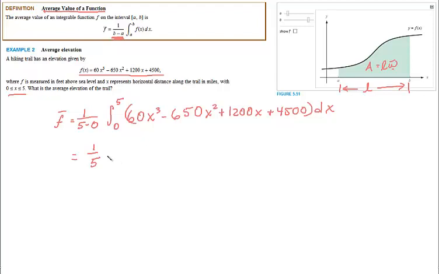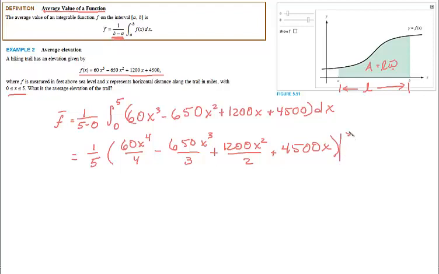And I'm just going to do each of these independently. So it'll be 60x to the 4th over 4 minus 650x cubed over 3 plus 1200x squared over 2 plus 4500x evaluated from 5 to 0, and I'm going to do that arithmetic. After plugging those values into my calculator, I get 3,958.3 feet. And that gives me the average value of that function. On to the next and last thing.